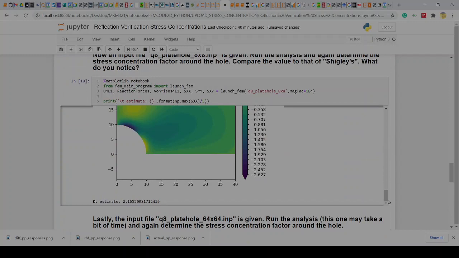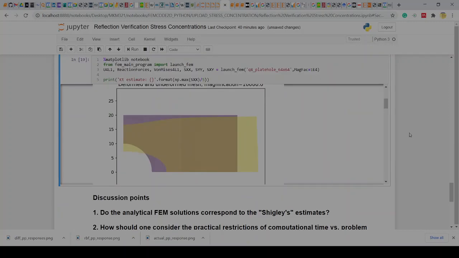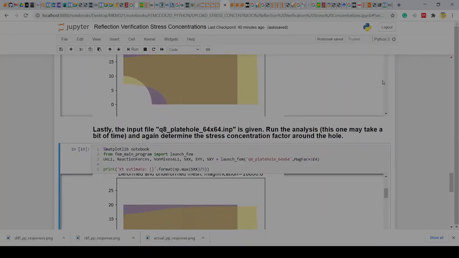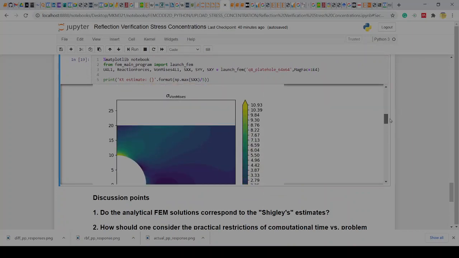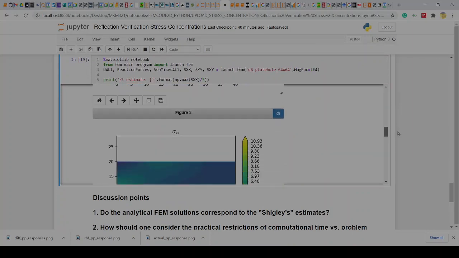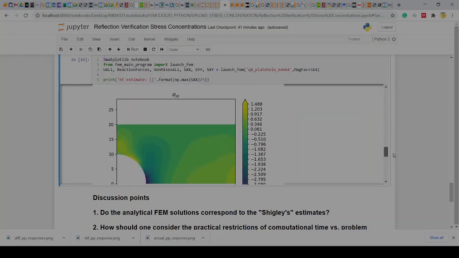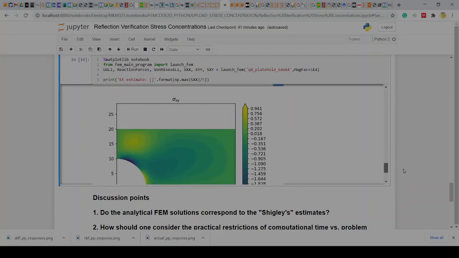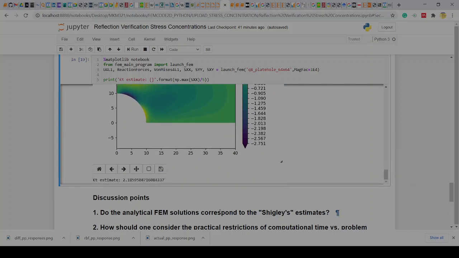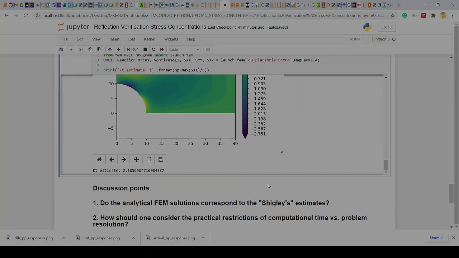If you compare it to the previous one, they're not that different visually. If you look at the stresses, it's gone up to 10.93 von Mises, 10.93 for sigma xx. Look at that beautiful stress view. Sigma yy, sigma xy. The stress concentration has gone up to 2.186. So that's really what we have now for the stress concentration factor there.